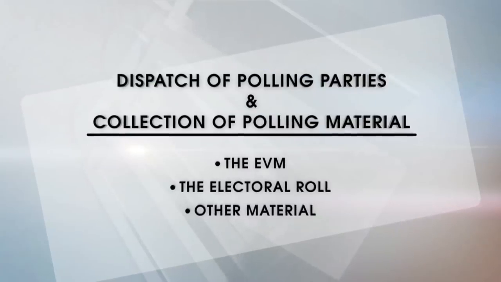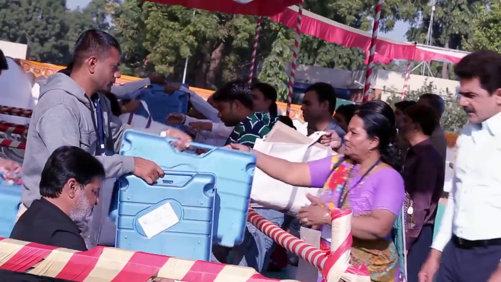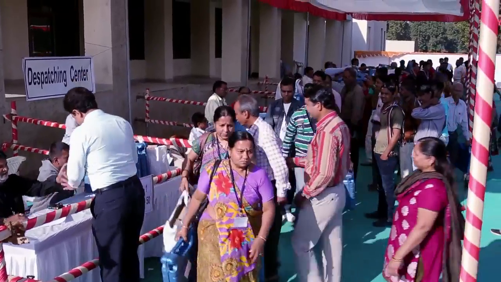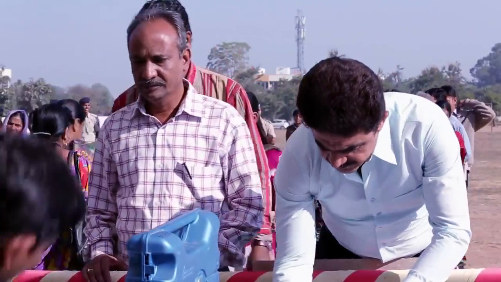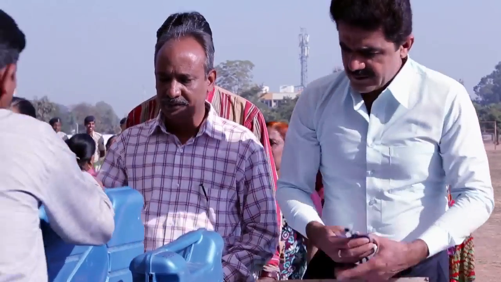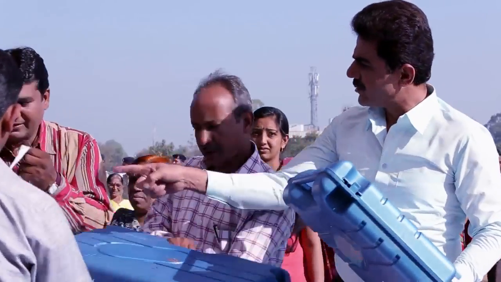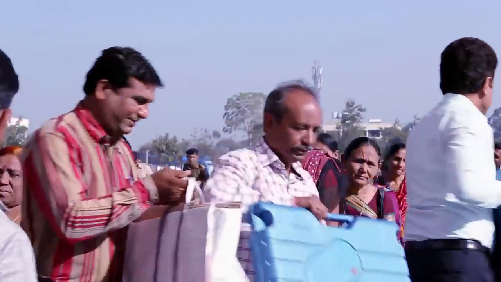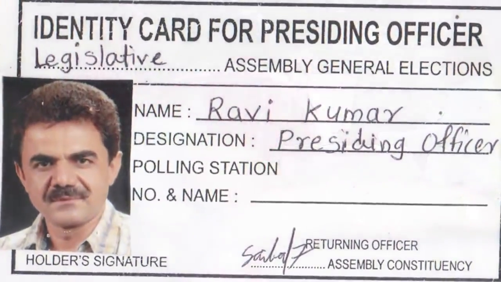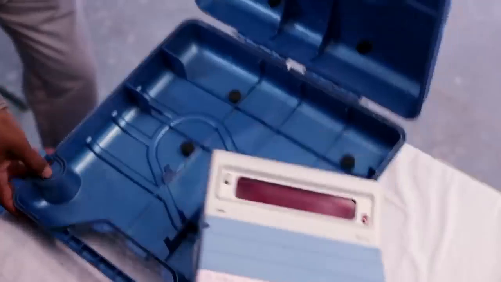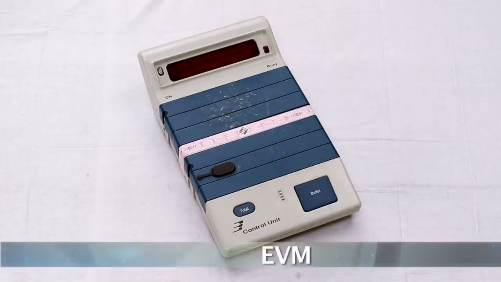Dispatch of polling parties and collection of polling material. The EVM. At least a day before the polls, collect the polling materials. Ravi and his team have been issued photo identity cards. The most important deliverable is, of course, the electronic voting machine, or the EVM.